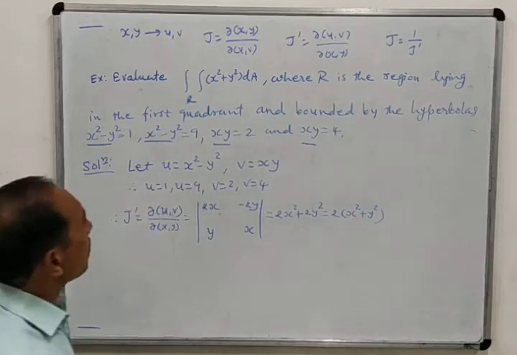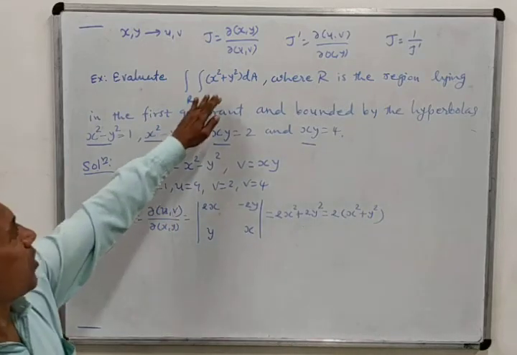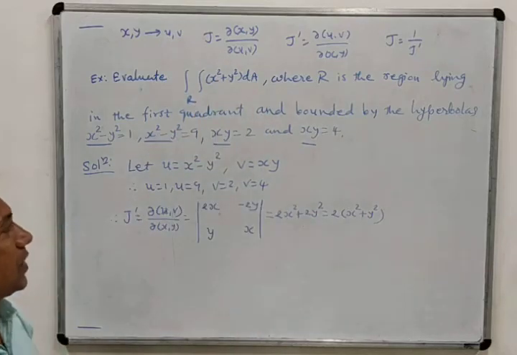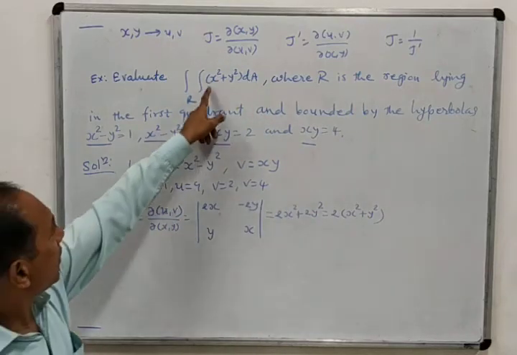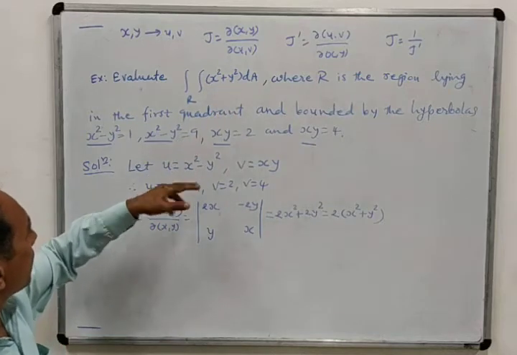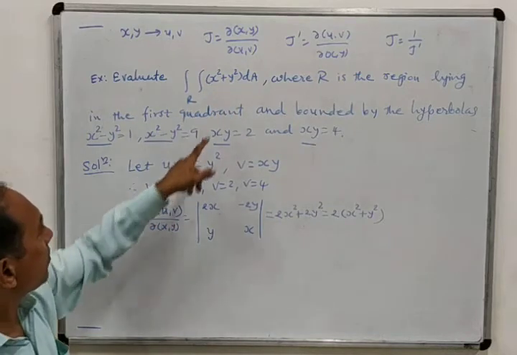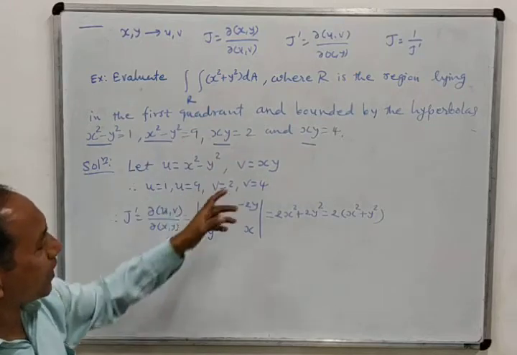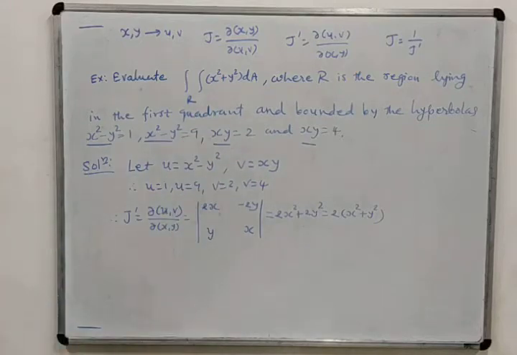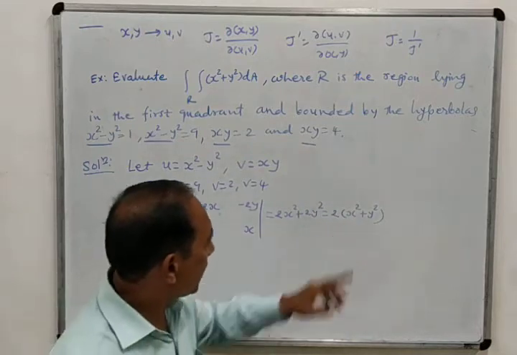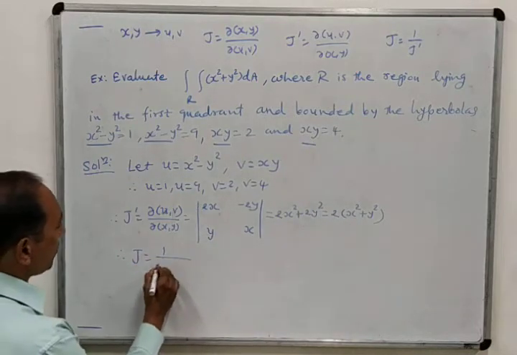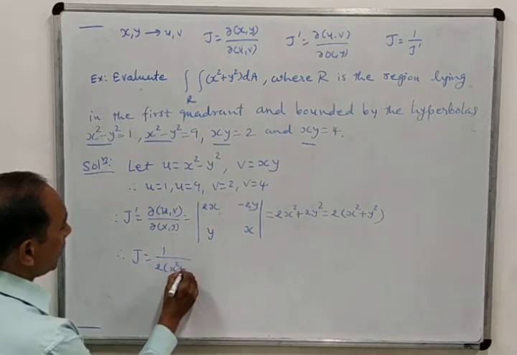So actually we want to convert the whole problem in terms of u and v. So here x square plus y square also we need to convert in terms of u and v, and we need to put the value of u and v for x square plus y square. But here x square minus y square equal to u, so we cannot put it directly and it becomes a complicated structure. Here J dash, therefore J equal to 1 upon 2(x square plus y square).